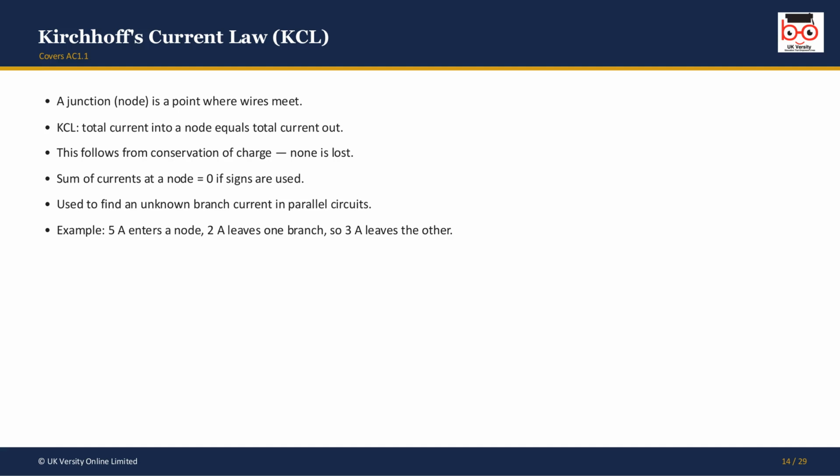Kirchhoff's current law deals with junctions or nodes where wires meet. It says the total current flowing into a node equals the total current flowing out, which is really just conservation of charge, since none is lost along the way. If you use signs, the currents at a node sum to 0. It's the tool we reach for to find an unknown branch current, so if 5 amps enters a node and 2 amps leaves down one branch, the other branch must carry the remaining 3 amps.